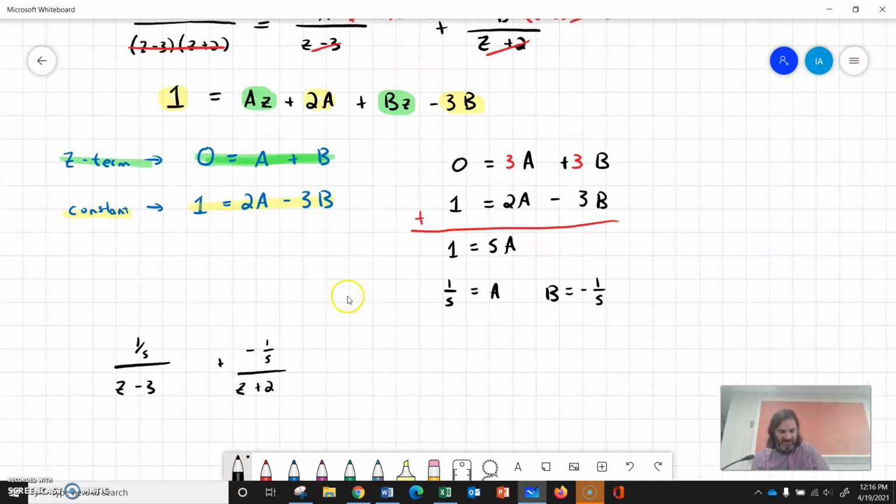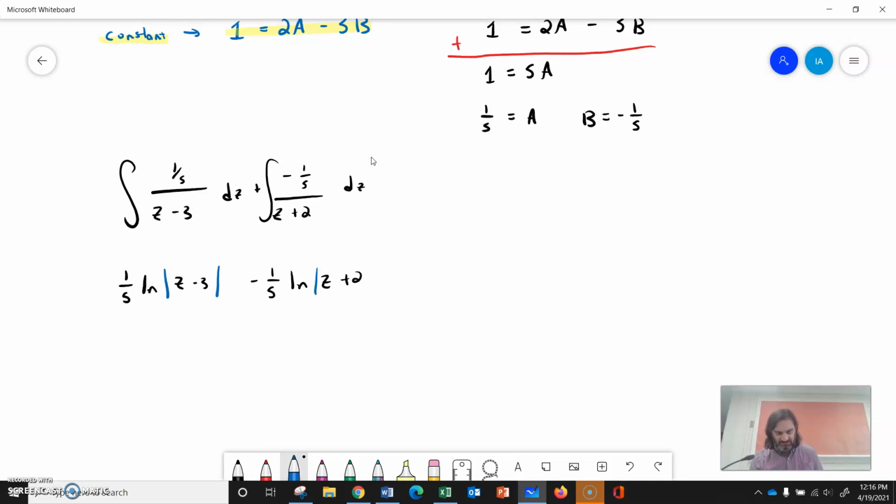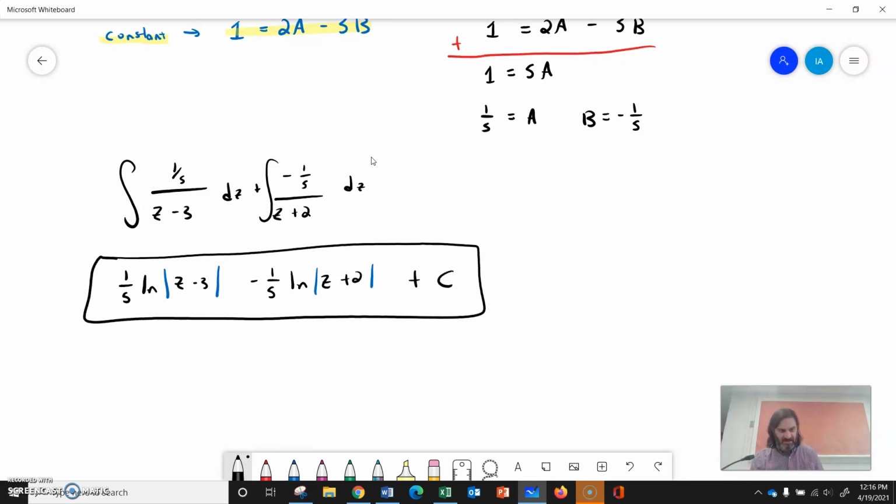So if I did want to integrate that, they're two nice simple natural log integrations. So it'll be 1/5 times the natural log of z minus 3 minus 1/5 times the natural log of z plus 2. And then don't forget the plus C at the end. Okay? Very good job.